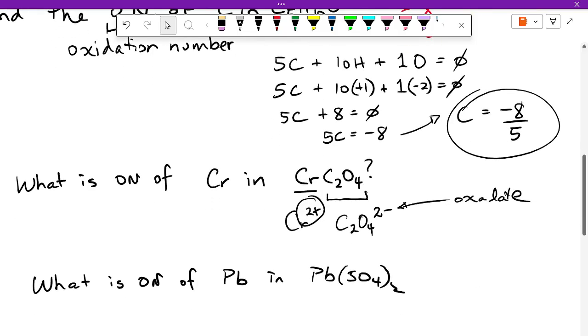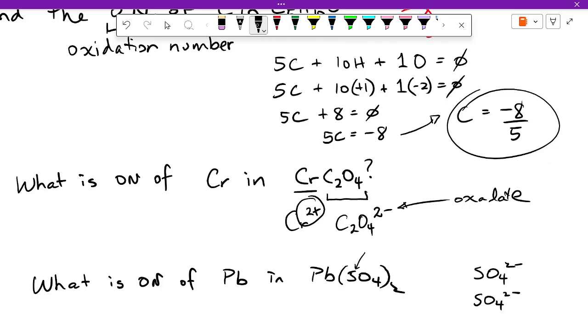So similarly, what would be the oxidation number of lead in lead sulfate? You don't know the oxidation number of sulfur, but you don't need to. What is the oxidation number of lead in lead sulfate? 4+. Why? Because you got 2 SO4s. They are 2- and 2-. So you can use polyatomic ions. You can just use the whole charge of the polyatomic ion.